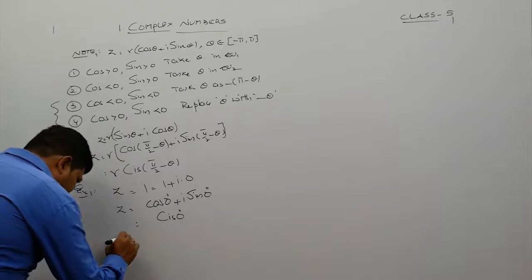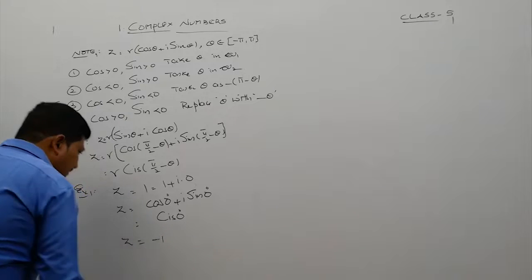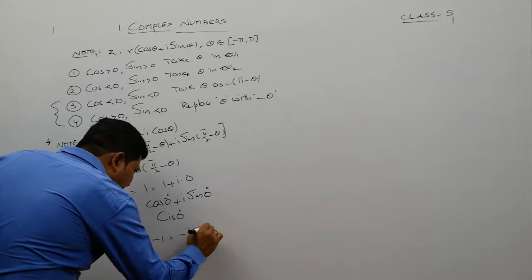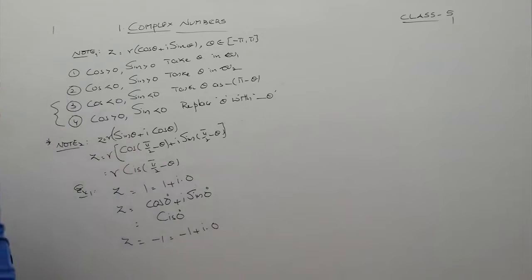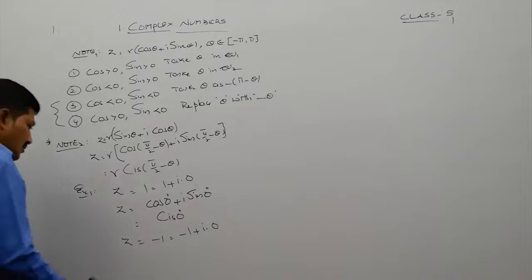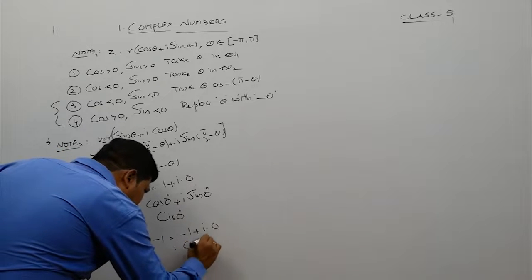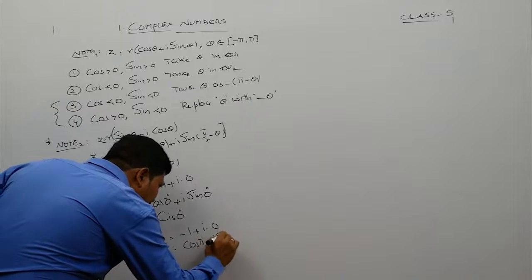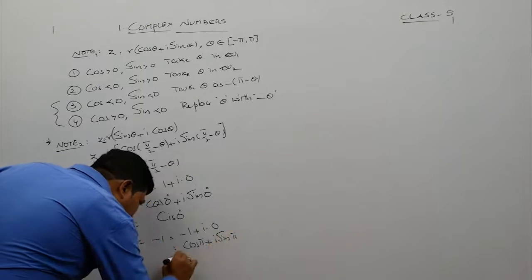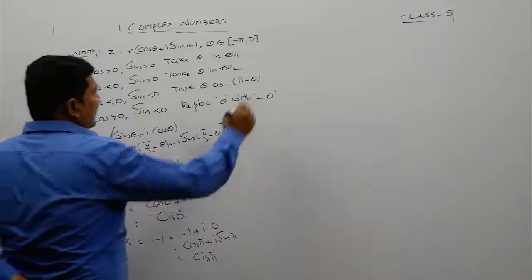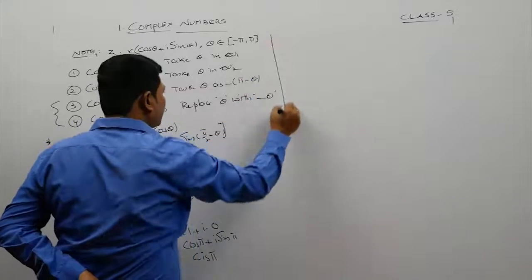Now z is equal to minus 1. So write this one as minus 1 plus i into 0 again. There is no imaginary part in that given number. Then minus 1 plus i into 0, cos pi is minus 1. So write here cos pi plus i sin pi, and cos pi plus i sin pi is equal to cis pi.